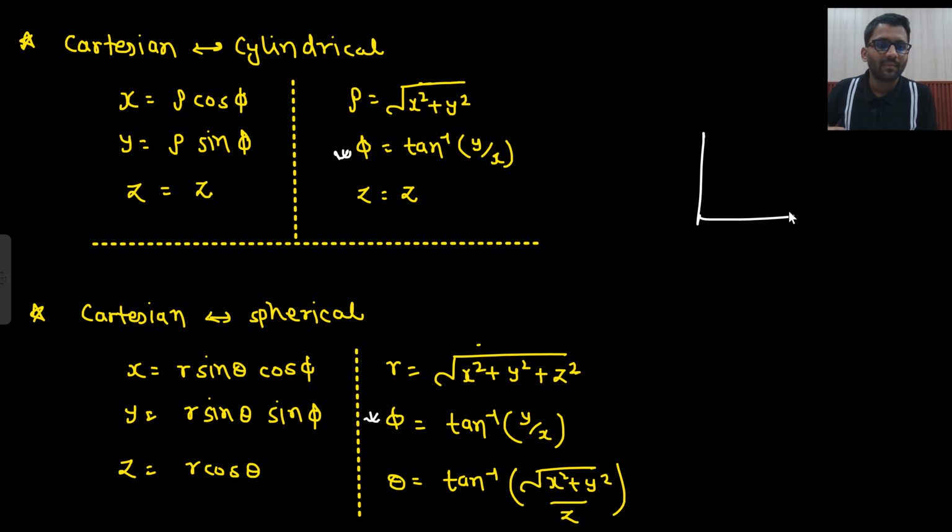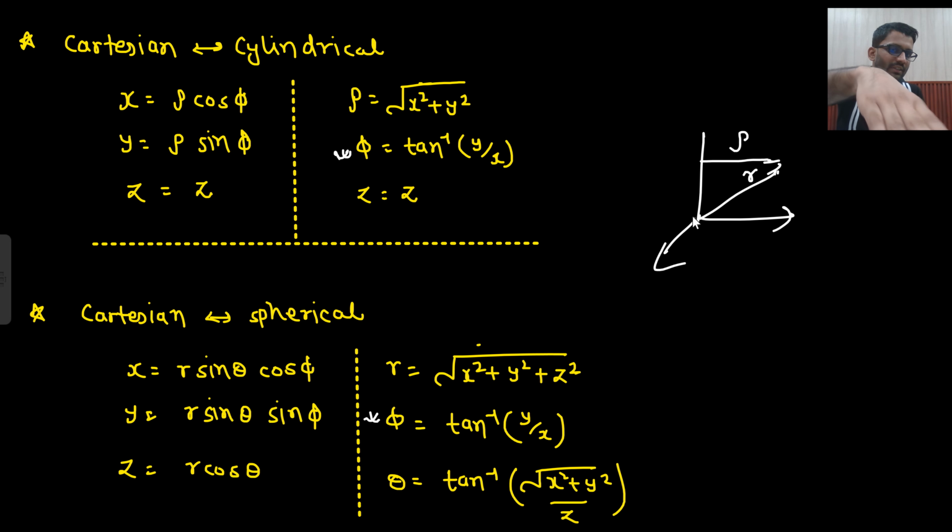If you remember the diagram, this was your r. This would have been your rho. If you see from here, like this I am showing in 2D only. So rho would be just simply this projection, so simply I am copying it here, and this was your theta.